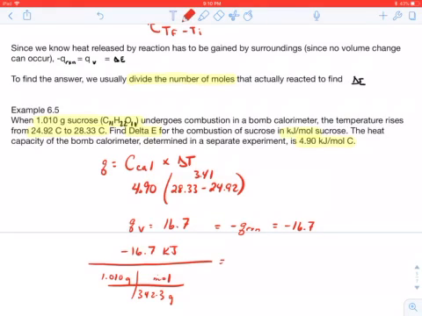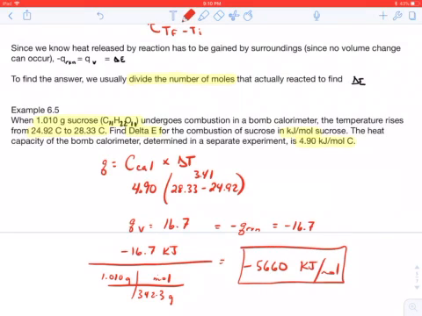And so when we type this all out, the number that we get is negative 5,660 using sig figs, and that's kilojoules per mole.